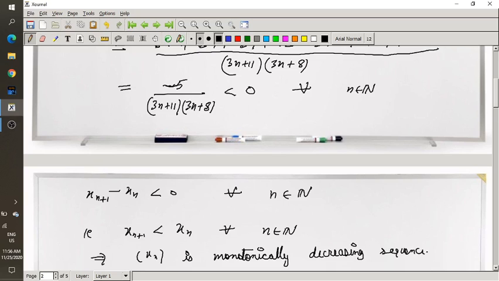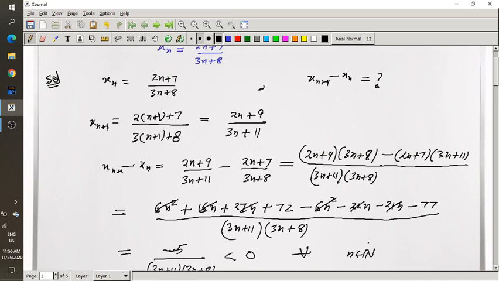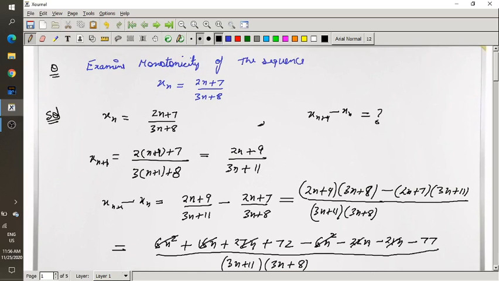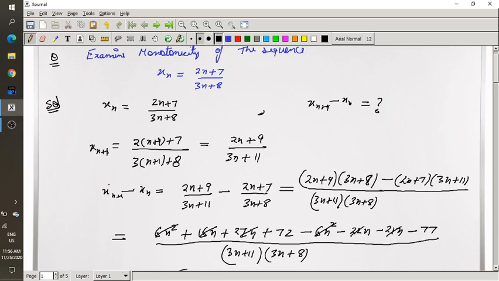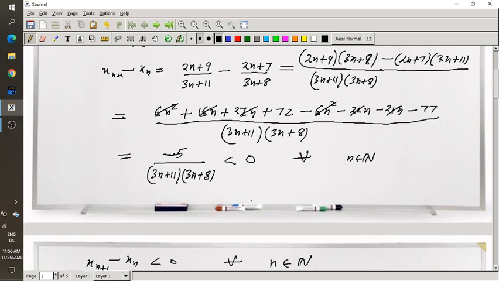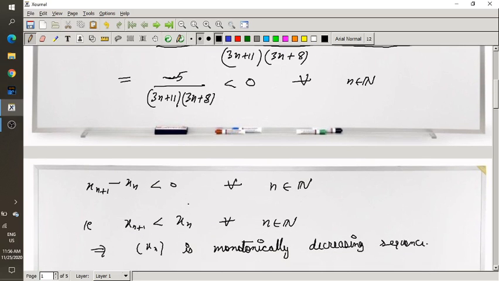Right? So this is the way we can check whether a sequence is monotonically increasing or monotonically decreasing. See what we have done. We have taken this xn. First we find xn plus 1, then we subtract both these terms, and finally we get that this expression is strictly less than 0. Now what it means, xn plus 1 minus xn is strictly less than 0. This implies xn plus 1 is strictly less than xn.